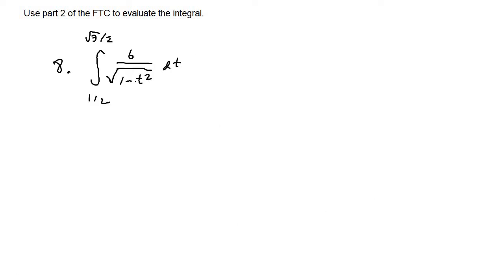Now for number 8, we have the integral from 1/2 to the square root of 3 over 2 of 6 over the square root of 1 minus t squared dt. Now, first the thing I'm going to do, because 6 is a constant, I can take that outside of the integral. So I'll rewrite it as 6 times the integral from 1/2 to the square root of 3 over 2 of 1 over the square root of 1 minus t squared dt.